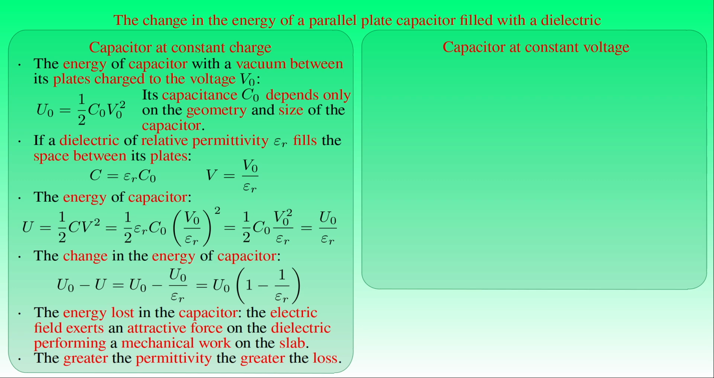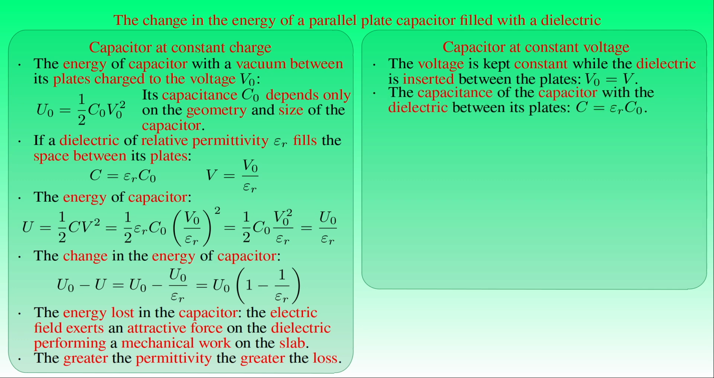Now we consider the second case where the voltage through the capacitor is kept constant while the dielectric material is inserted between the plates of the capacitor. Then the voltage V0 is constant, that is V0 of the capacitor without dielectric is equal to the voltage V of the capacitor with dielectric. The relationship between the capacitances still holds, that is the capacitance C is given by the relative permittivity epsilon r of the dielectric, times the capacitance C0 of the capacitor without dielectric.